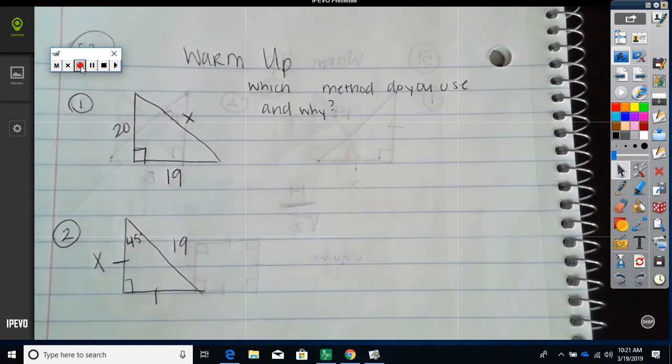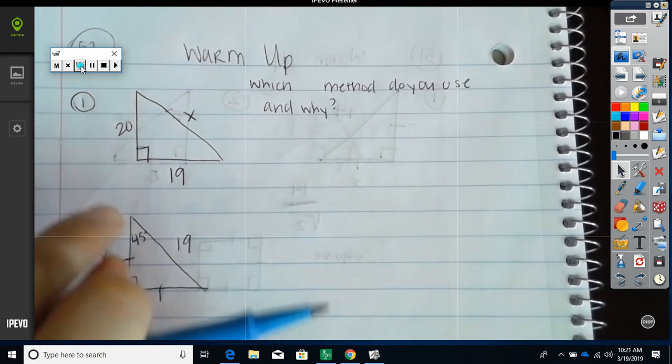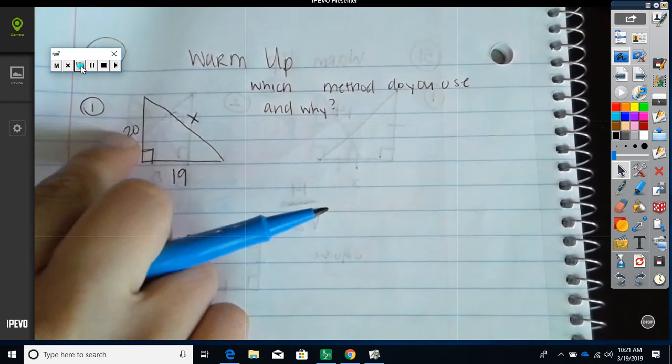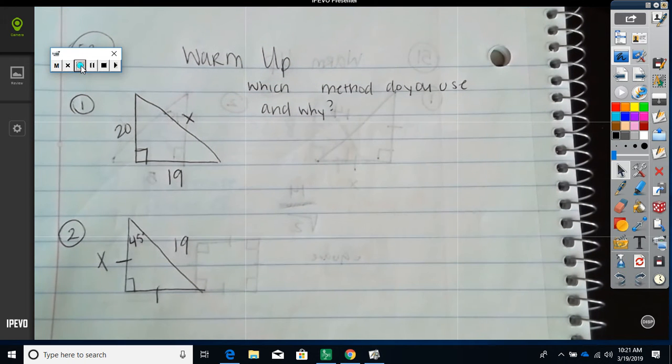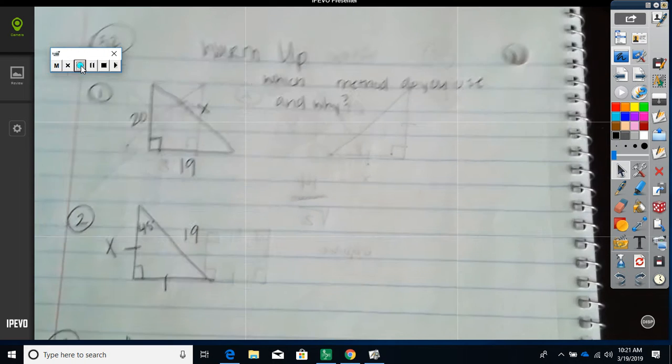Alright, so on the first one, not everyone, but a lot of you knew what you were supposed to solve. So on number 1, I have two side lengths. Because I have two side lengths, which method would I use? There's only two, and you should have them both in your journal.